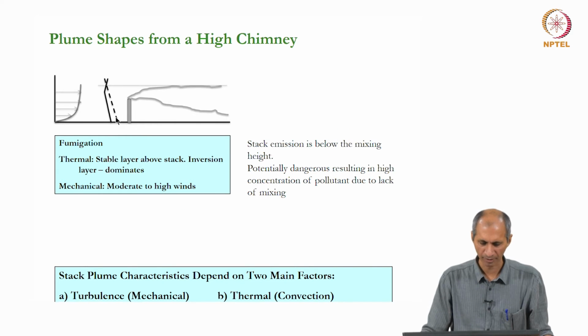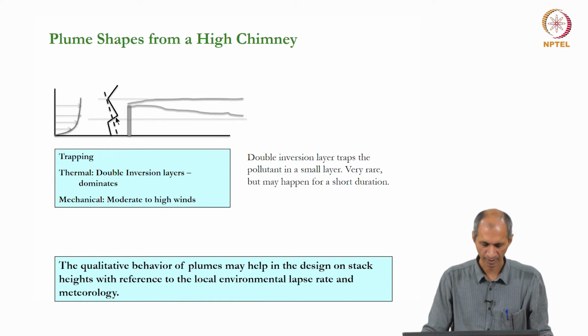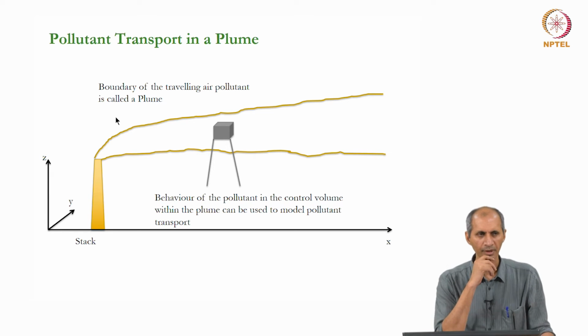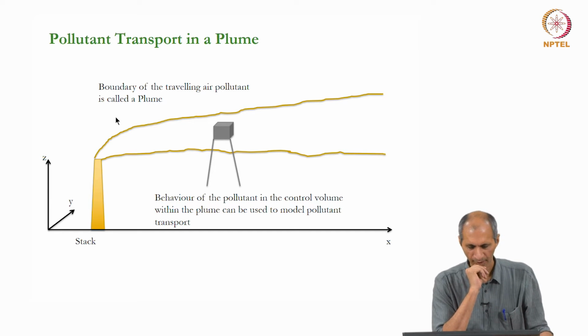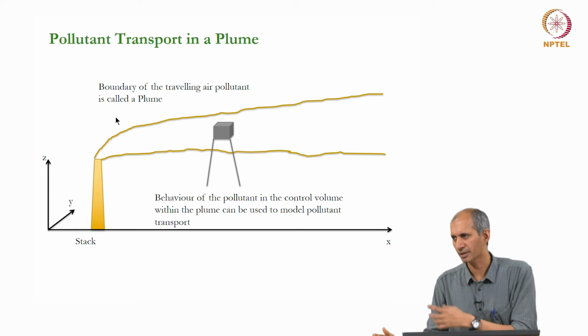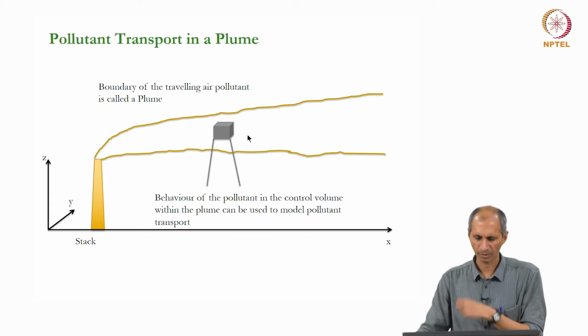So there are different kinds of plume shapes that you can expect. So last time, when we were looking at the pollutant transport, our goal is to be able to predict concentration as a function of space and time: x, y, z and time.